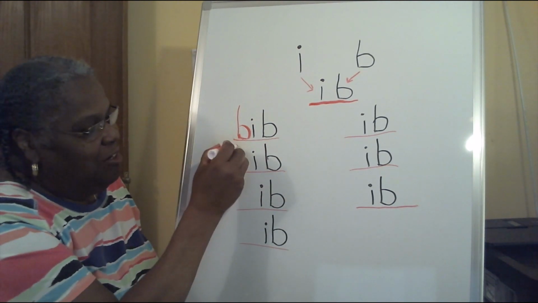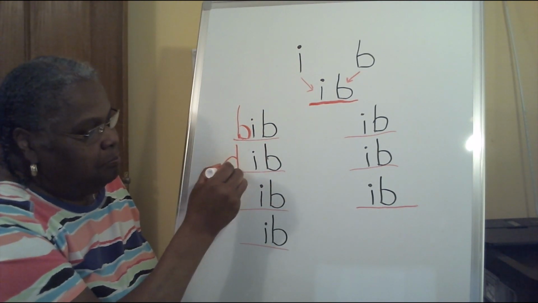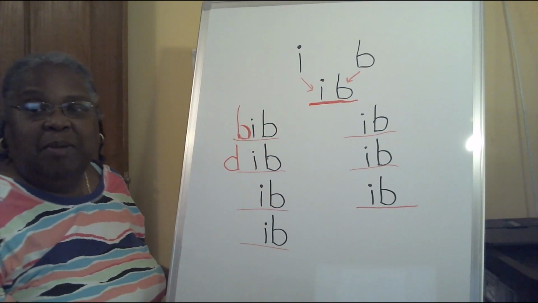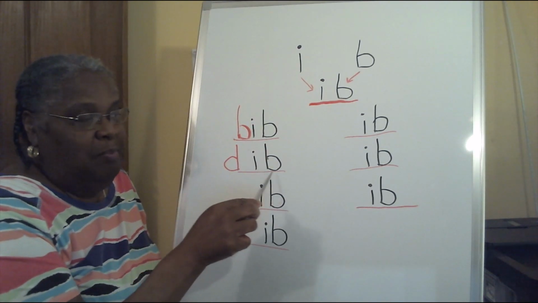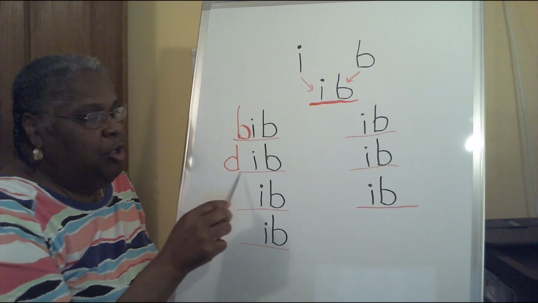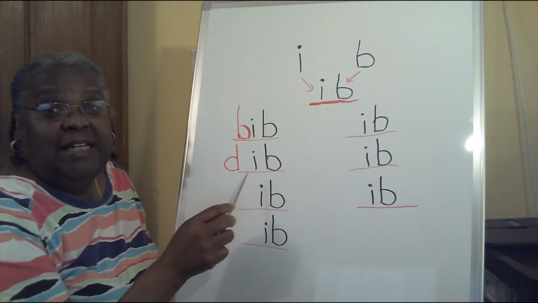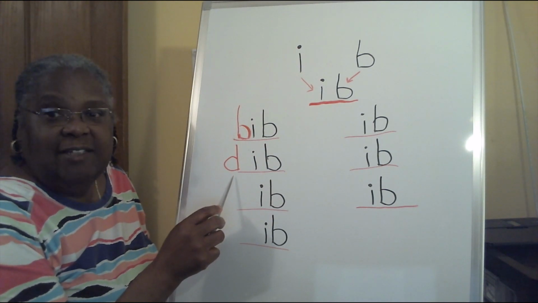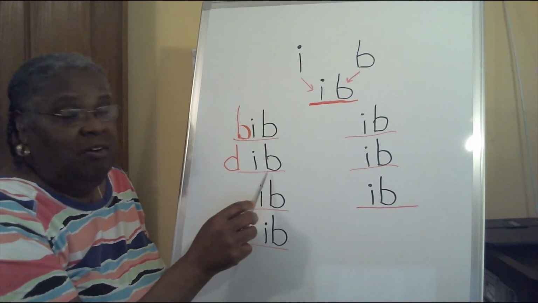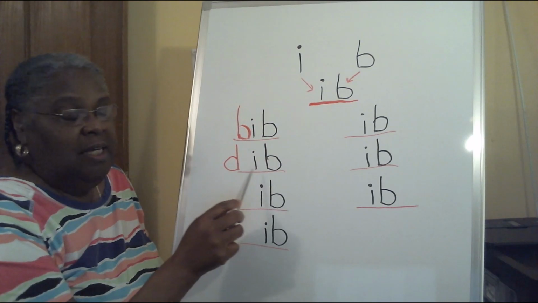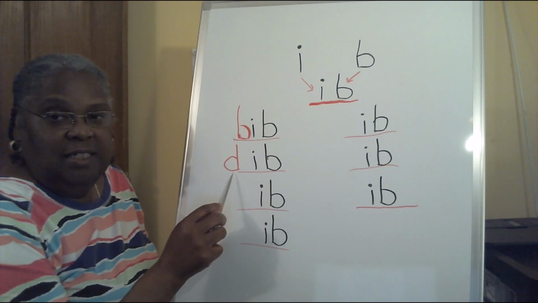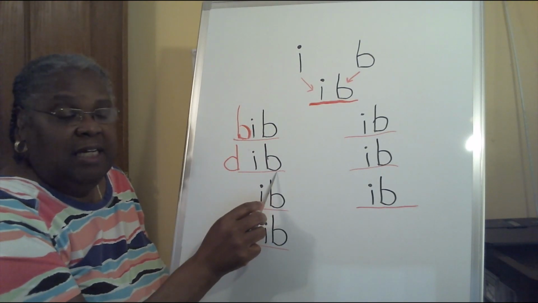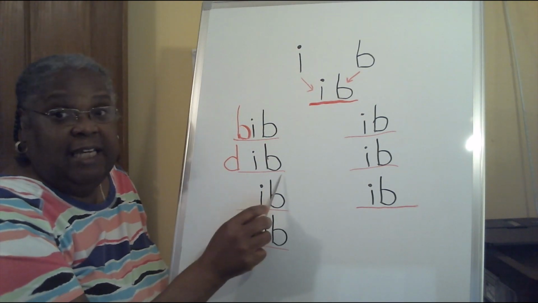When we put the letter D at the beginning of the blend IB, we form the word dib. Let us sound out the word together. Say the D sound, D. Say the sound of the blend, IB. Now say the D sound and the sound of the blend together smoothly, dib.